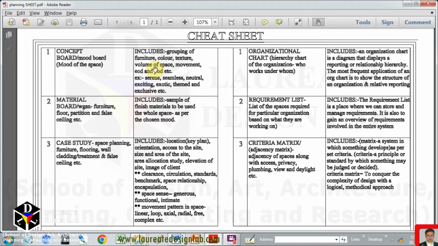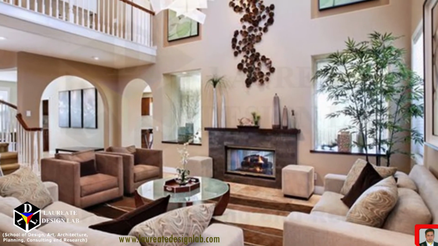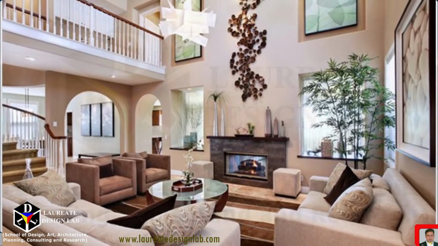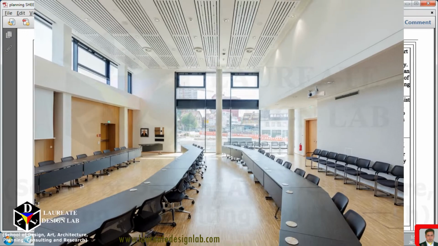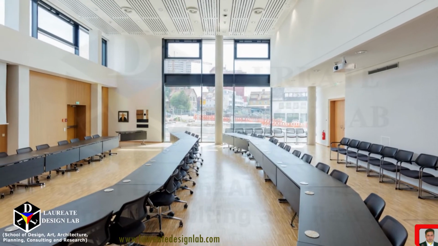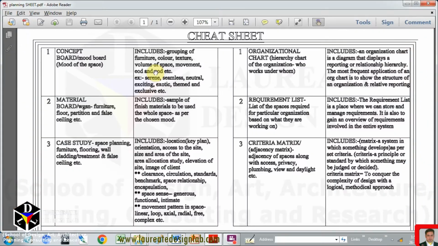Volume of space may also include the height of the ceiling. Suppose you want 10.5 feet, 11 feet, 12 feet, because you want ventilator too. You want the space should look big. For that you may have higher ceiling. So this also comes into volume of space.